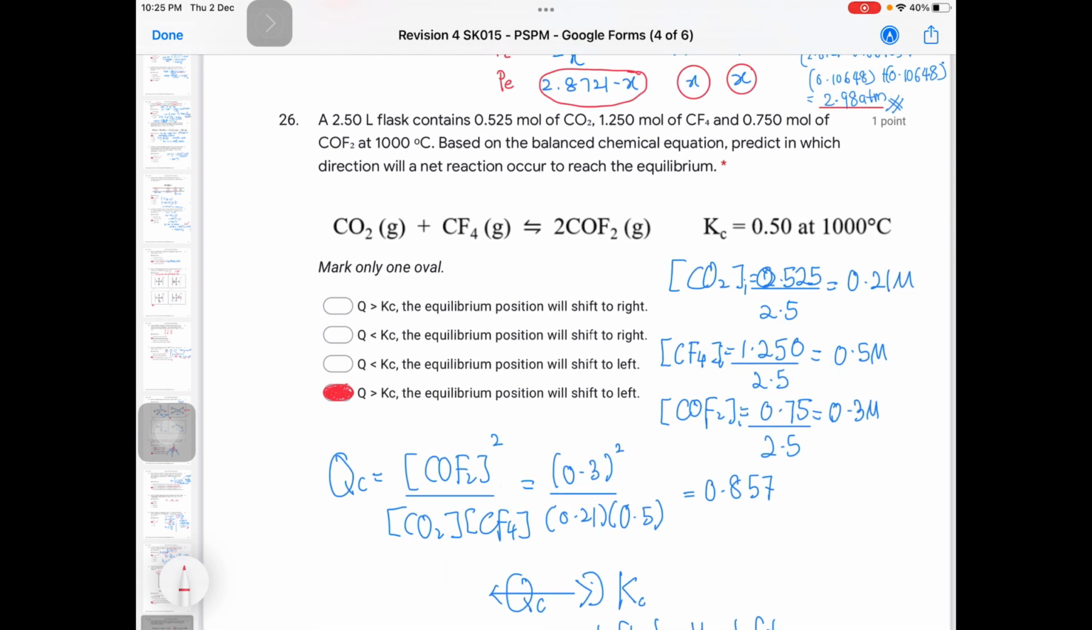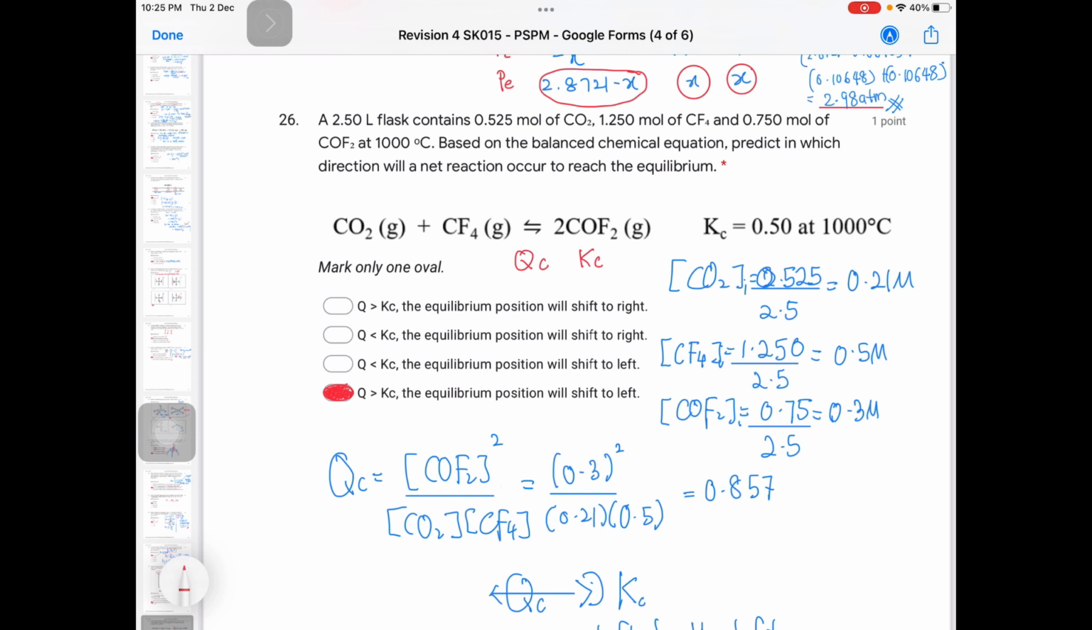Okay, so question 23. Kita ada flask yang mengandungi 0.525 mol of carbon dioxide, 1.25 mol of CF4 and 0.75 mol of COF2 at 1000 degrees Celsius. Based on the balanced chemical equation, predict in what direction will a net reaction occur to reach equilibrium. Jadi untuk dia mencapai keseimbangan, dekat sini kita kena compare nilai Q dan juga Kc.